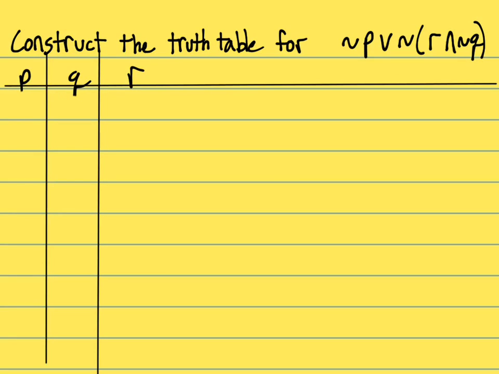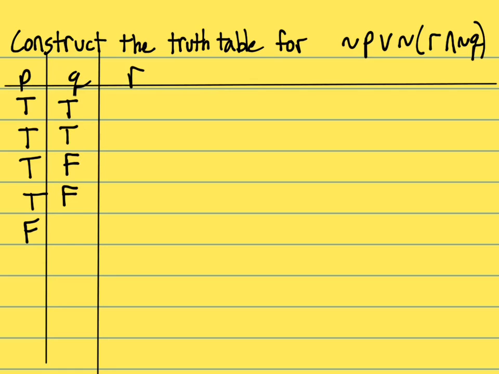Hello there. In this example we're constructing a truth table. We're actually constructing one for a statement that involves three simple statements, P, Q, and R. So to start off with, we would construct our table with the columns for P, Q, and R, and then we start to fill those out.